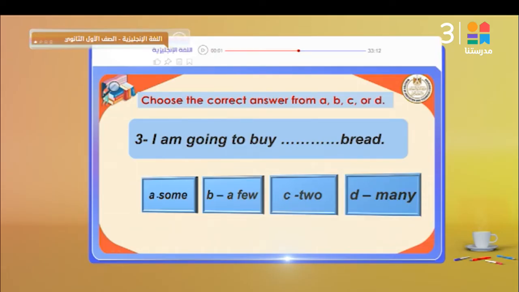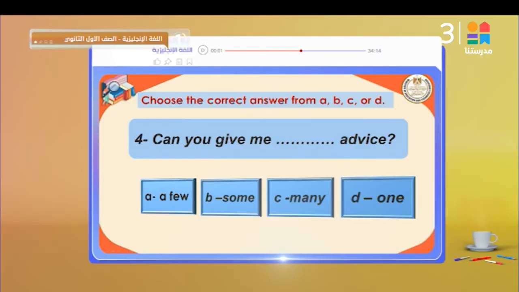Question number 3. I'm going to buy bread. Look at the word bread. Is it countable or uncountable? Is there the plural S? Is there S to make it plural? No, of course not. It's uncountable noun. So I'm going to buy some bread, a few bread, 2 bread, or many bread. Of course, the word many, a few, are used with countable nouns, and the bread is uncountable. So we can use some bread. I want to buy some bread.